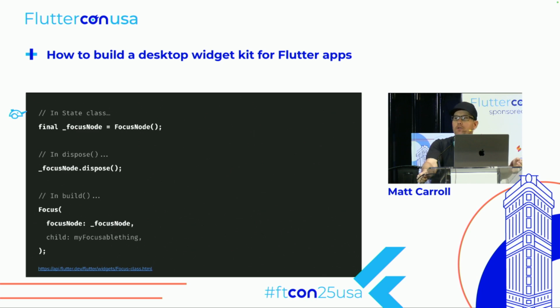We need to create a focus node. A focus node is what allows you to actually request focus and release focus. But to start with, just to get a focus node into your widget tree, in your state class, you will create a focus node, either where you declare the variable or you can do it in init state. You do need to dispose your focus node because things will add listeners to it and those must be removed. And then finally, you pass that node to your focus widget.